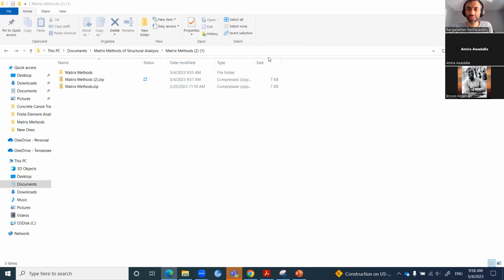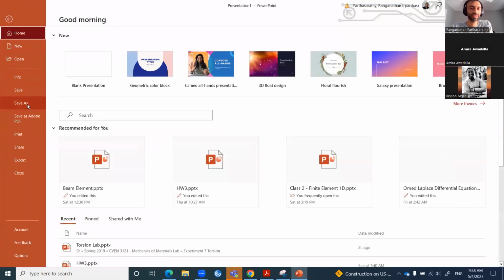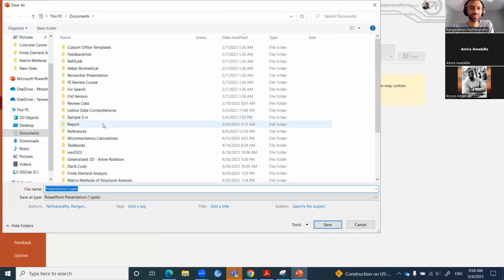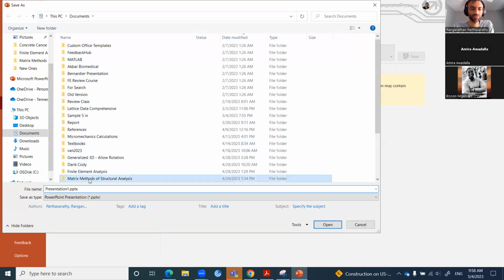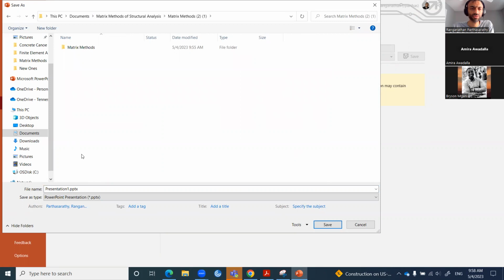Okay. Amira, I need to go somewhere now. Bryson, I need to go somewhere, but I will come back on Zoom. Okay. While driving, I might need to join another Zoom, but I will come back on the Zoom. Okay. I'll try to be there as long as possible on the Zoom. Okay. I will be back on the Zoom.